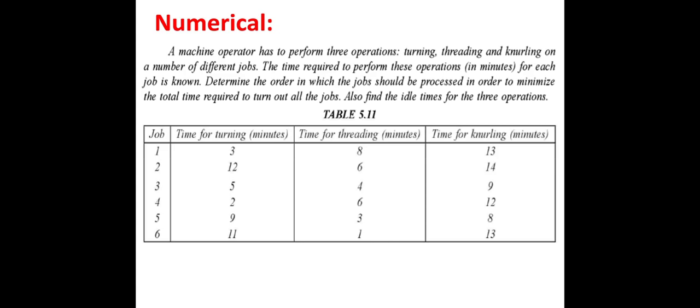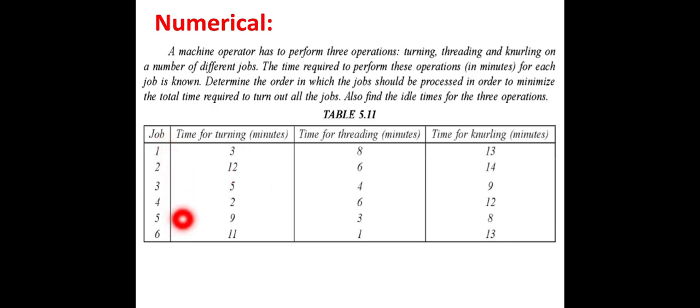Now let us see the numerical on this particular case, that is n jobs on 3 machines. The problem definition is: a machine operator has to perform 3 operations, that is turning, threading and knurling, on a number of different jobs. The time required to perform these operations in minutes for each job is known. Determine the order in which the jobs should be processed in order to minimize the total time required to turn out all the jobs. Also, we need to find the idle time for the 3 operations.